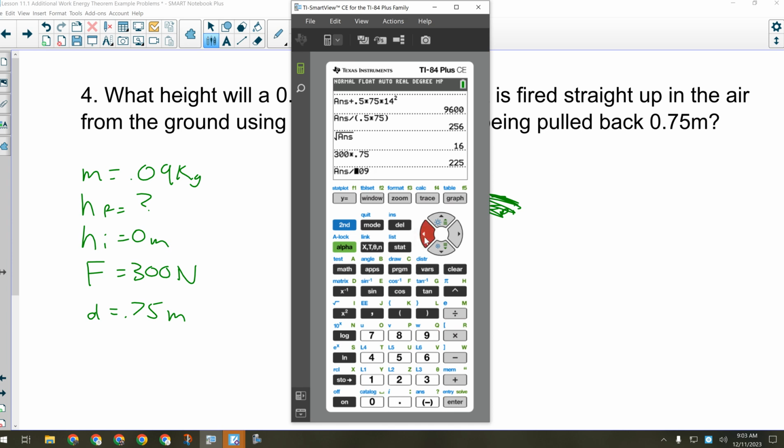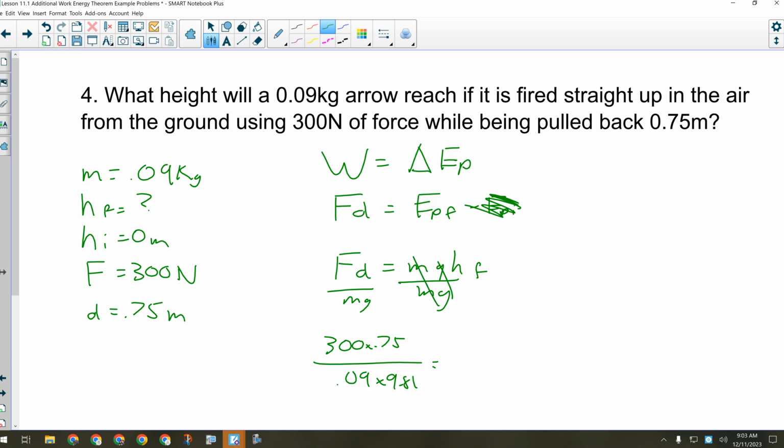Oh, need brackets there. All right, so it's going to reach a final height of, to 2 significant digits, 2.5 times 10 to the 2 meters.